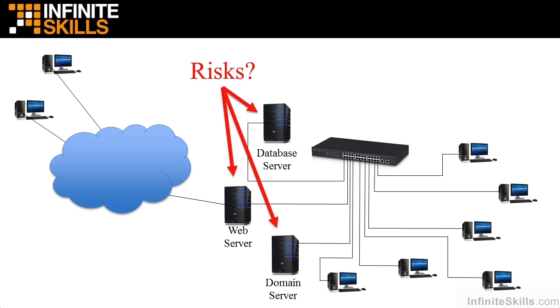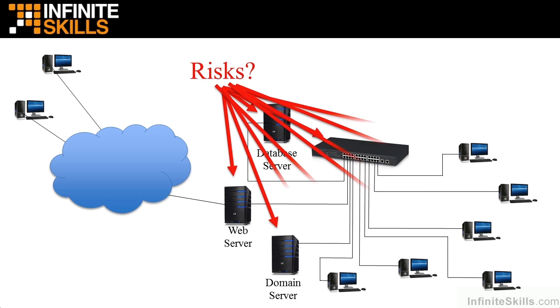Well, let's start off with our servers. What's going to happen if we lose our database server, if we lose our web server, if we lose our domain server? So we're going to have to assess what's the risk of that happening, and what is it going to cost us, and what is it going to take us to get that back into service. And then, of course, we have our network devices, in this case, the switch. And we will most likely have other network devices. And how are we going to handle failures with those things?